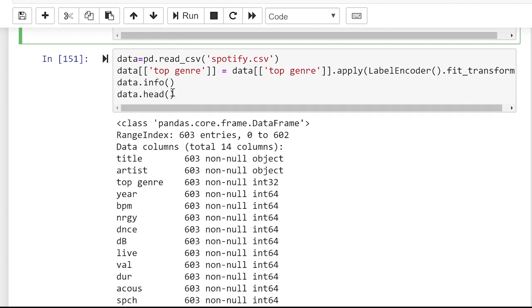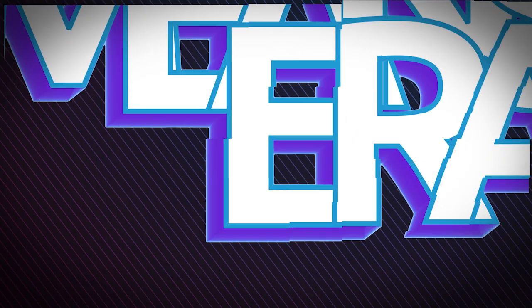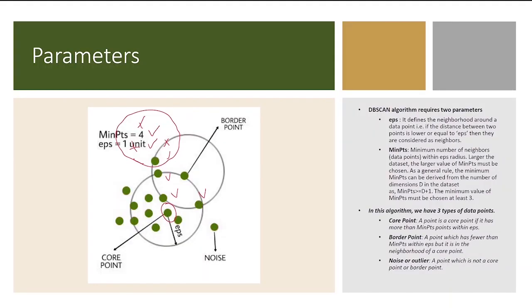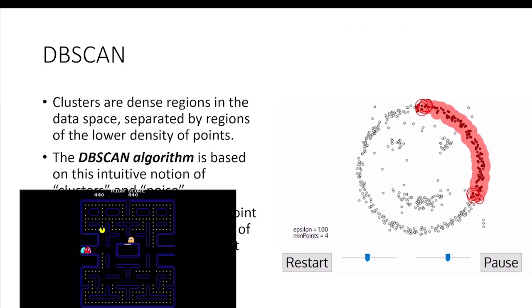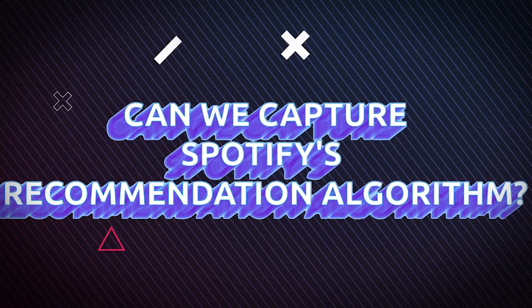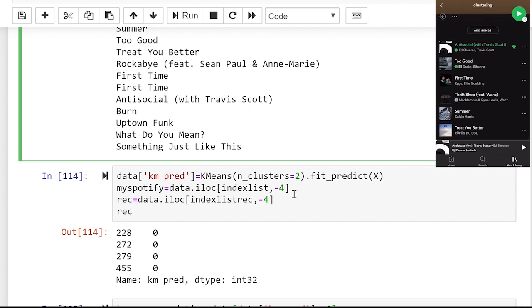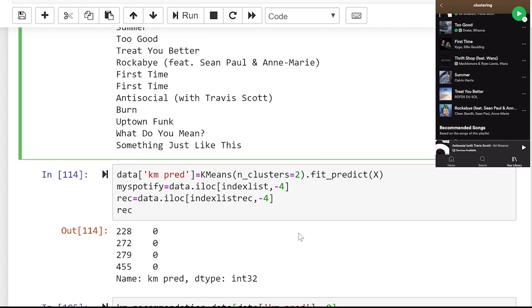We have a data file which is called Spotify. Consider this like a Pac-Man. We can get so close to Spotify's recommendation algorithm.